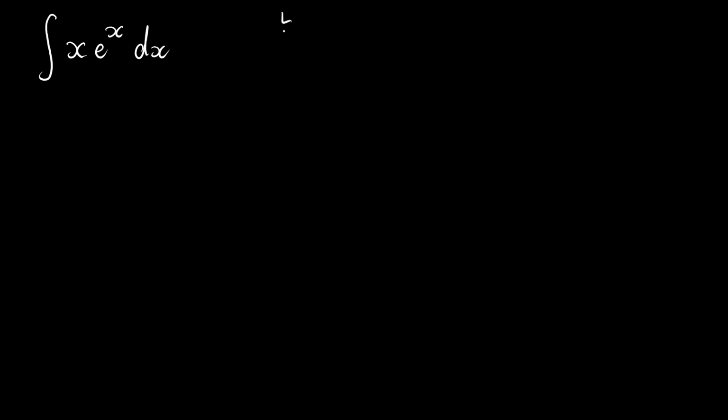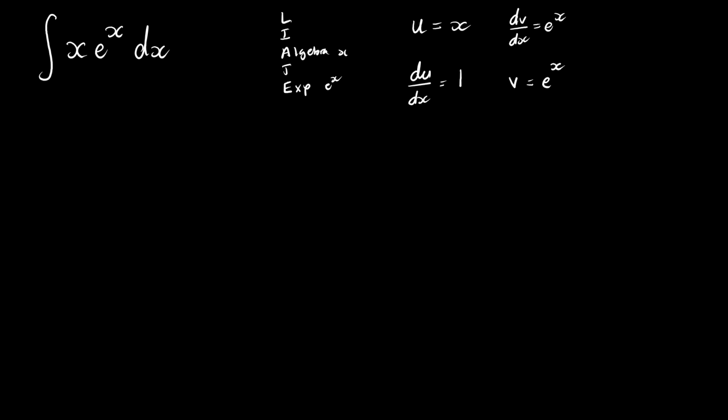So let's think about LIATE for our choice of u. We've got an exponential and we've got some algebra, we've got x in there. So I'm going to let u equal x, and then the other thing, dv by dx, will equal e to the x. Now I differentiate: du by dx, differentiating x, gets 1. Integrating dv by dx, integrating e to the x, gets e to the x. I technically get a plus c, but you don't need to put it in here because it will cancel if you were to write it in, so it just adds a bit of effort and algebra. So let's now apply the formula.